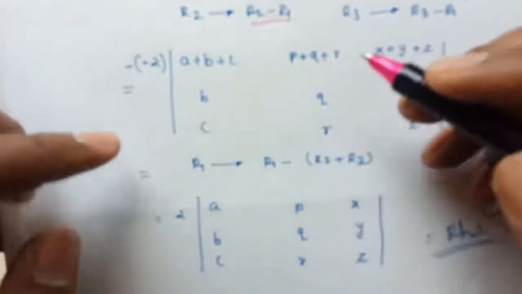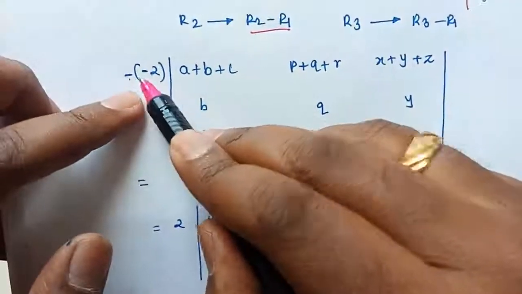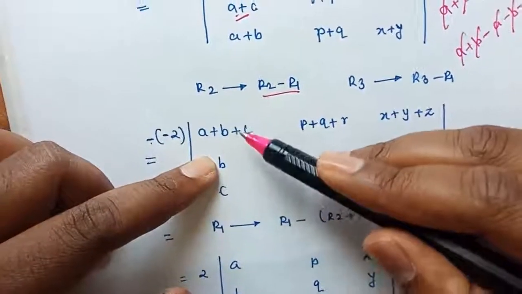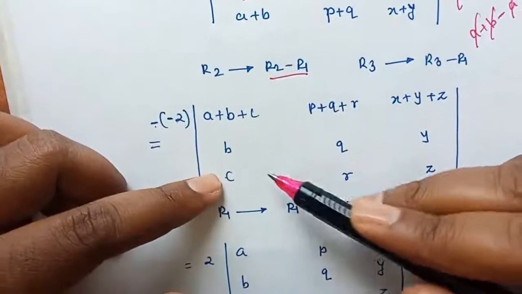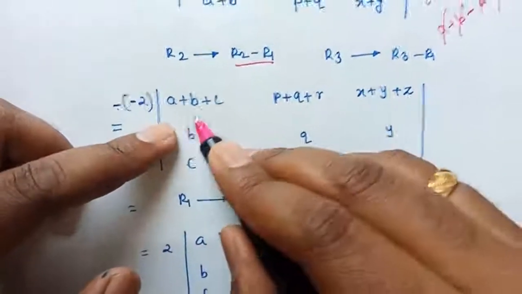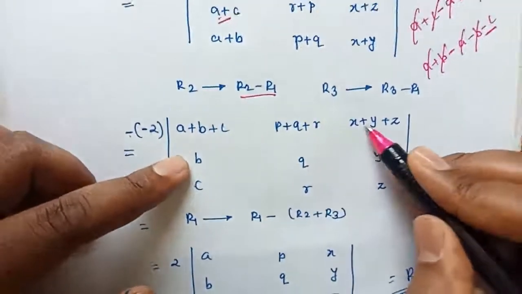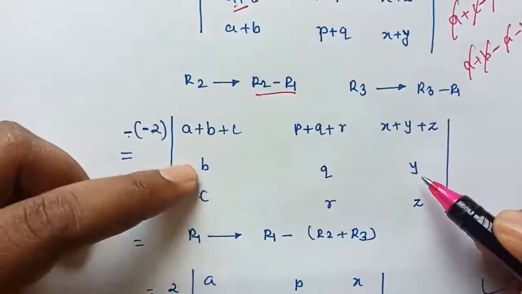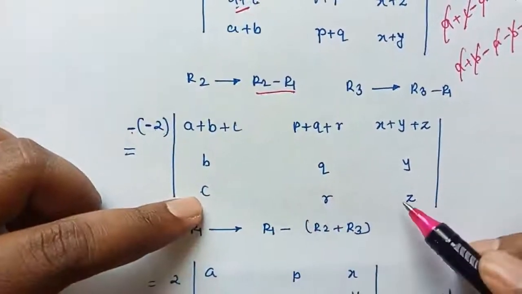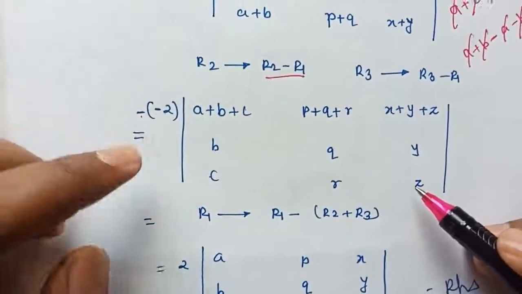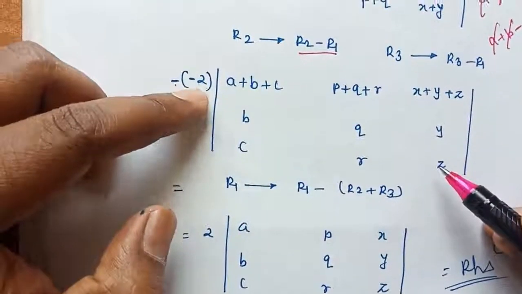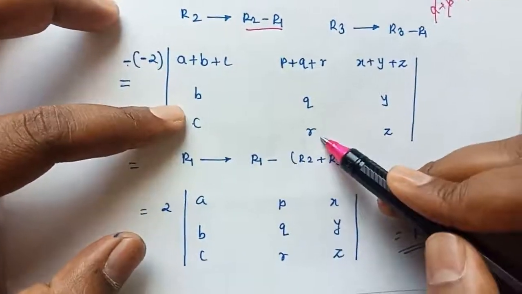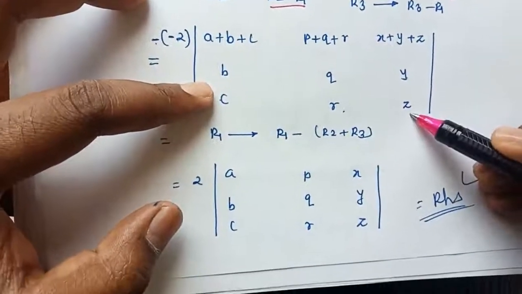So after simplification, after subtracting R1 from R2 and R1 from R3, I will get the determinant as A plus B plus C, P plus Q plus R, X plus Y plus Z. Second row, B Q Y, it is minus but I took the minus out. C R Z, it is minus again but I took minus out. So minus minus is plus 2. Now BC, this is as it is, what we want in the answer. QR as it is, what we want in the answer. YZ as it is, what we want in the answer.